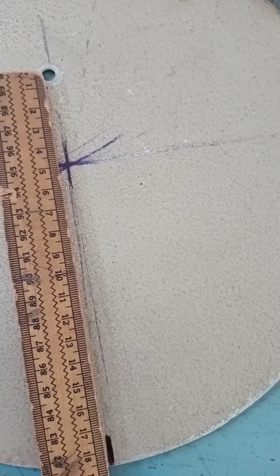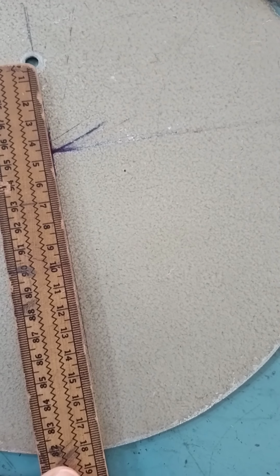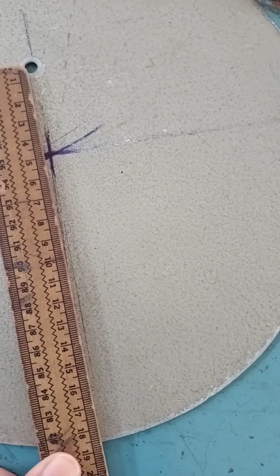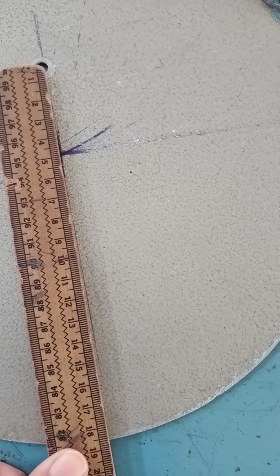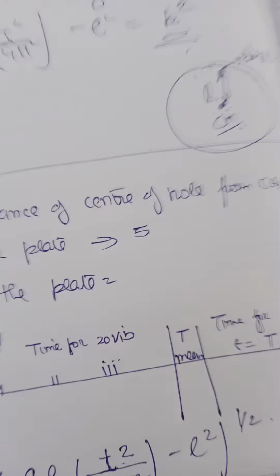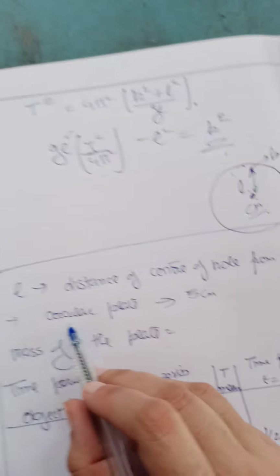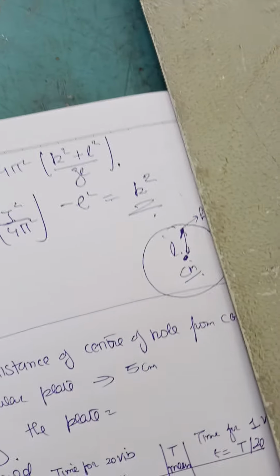If I put the scale, I'll be getting something like this. Approximately you can see. I have roughly taken my scale at the middle of the hole, and my answer comes out to be 5 centimeters. So let me write this as 5 centimeter, that is l. I have got the value of l. Similarly, I can find the value for other shapes also.